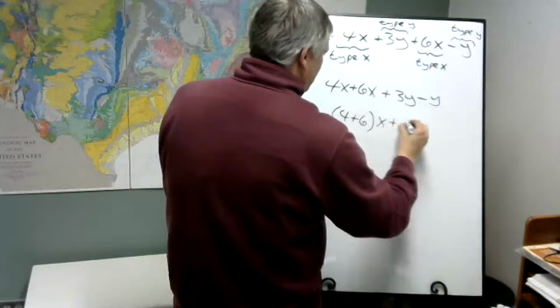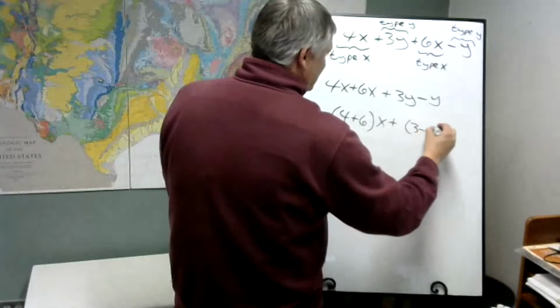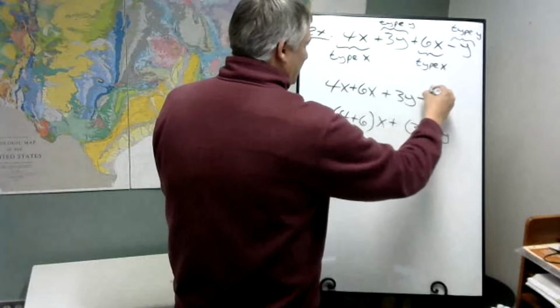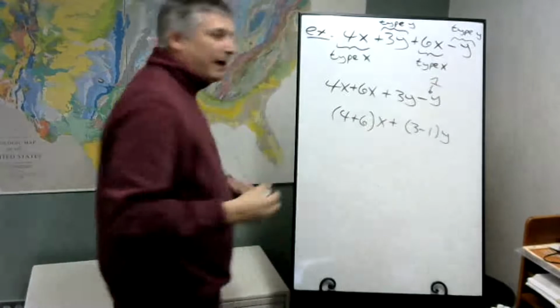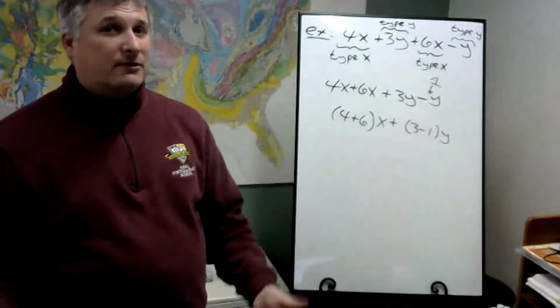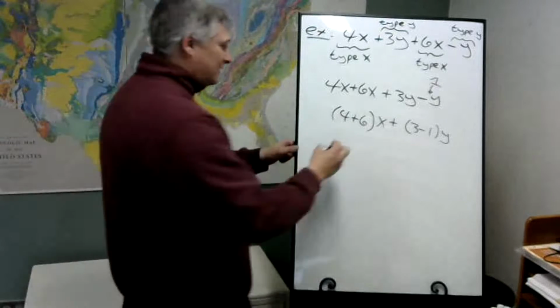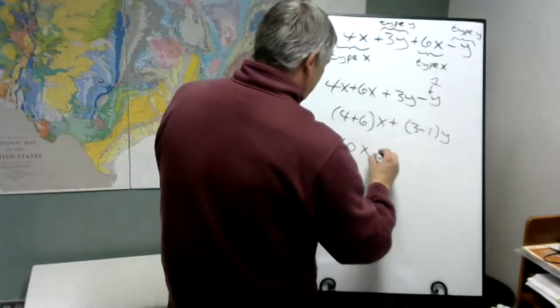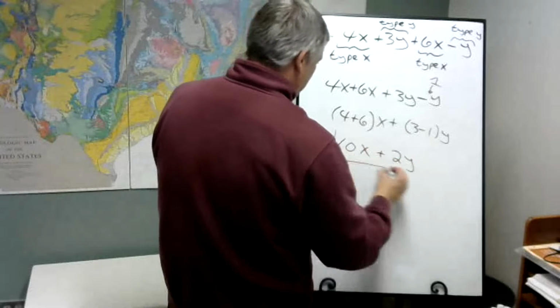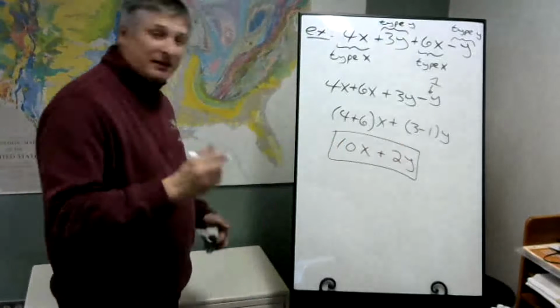And this will be 3y minus a single y. Again, keep in mind when variables are by themselves, there's an invisible 1 in front of that variable. And so we get 10x plus 2y. And that's it.